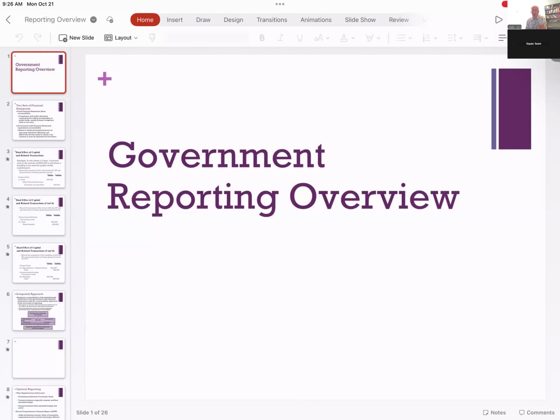All right, guys, we got some more material to go over here. We're focusing on different reporting requirements for state and local governments. The other material was modified accrual accounting, fund accounting, that type of stuff. Just knowing the difference between governmental funds, proprietary funds, fiduciary funds.